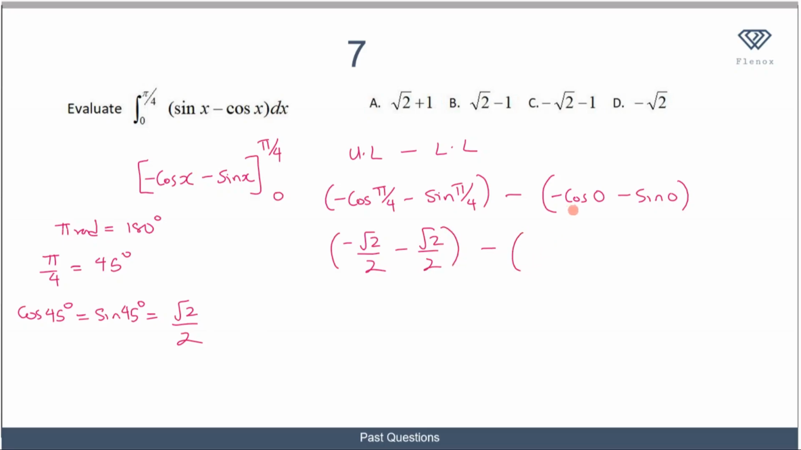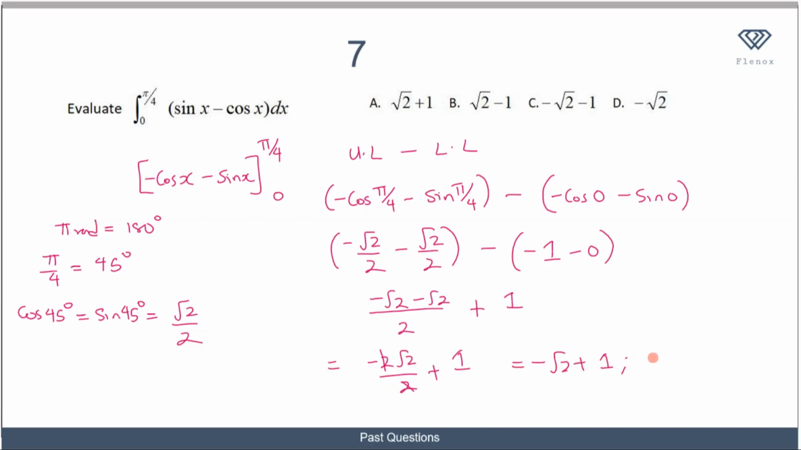Then minus cos 0 is 1. So I have minus 1. And sin 0 is 0. Minus 0. So when I collect the LCM over here, I have 2. So this becomes minus root 2. Then this becomes minus root 2. Then I have what? Minus times minus gives me plus. Then I have plus 1. So this becomes minus 2 root 2 over 2 plus 1. So 2 cancels 2. And that becomes minus root 2 plus 1.